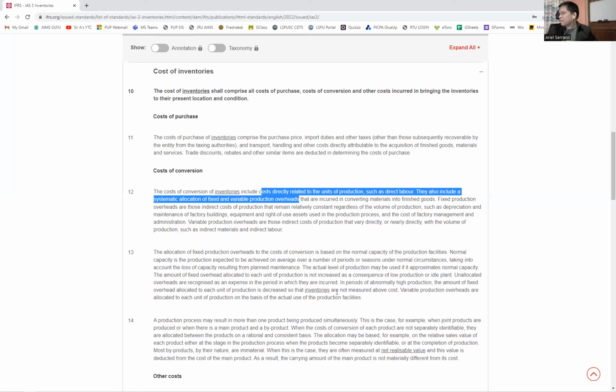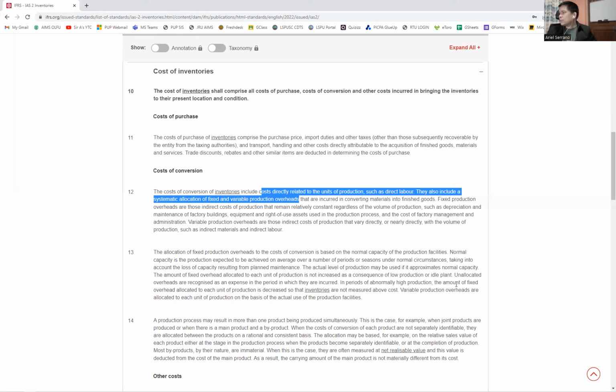Now, of course, pagdating sa overhead, may allocation kasi tayo, di ba? And that is the purpose of the cost accounting subject. How do we allocate the overhead? And sometimes there are overheads that are unallocated. There are overhead costs that are incurred, pero we only need to identify those overhead costs that will be allocated eventually because of the production. May mga overhead tayo na ma-incur pero hindi related sa production, hindi po natin yun isasama.